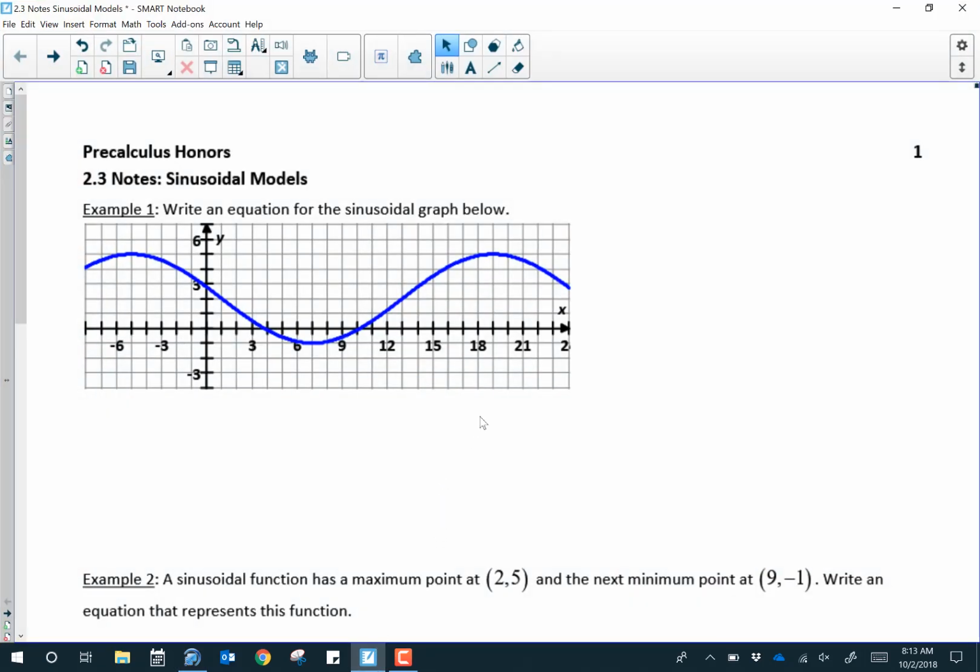Okay, so 2.3, we're looking at sinusoidal models. We learned how to look at sinusoidal functions, just at sine and cosine, and now we're going to look at how to model with them. Example 1 is very similar to the last 4 problems in your problem set, where we're writing the equation of the graph, but it's a little bit more difficult.